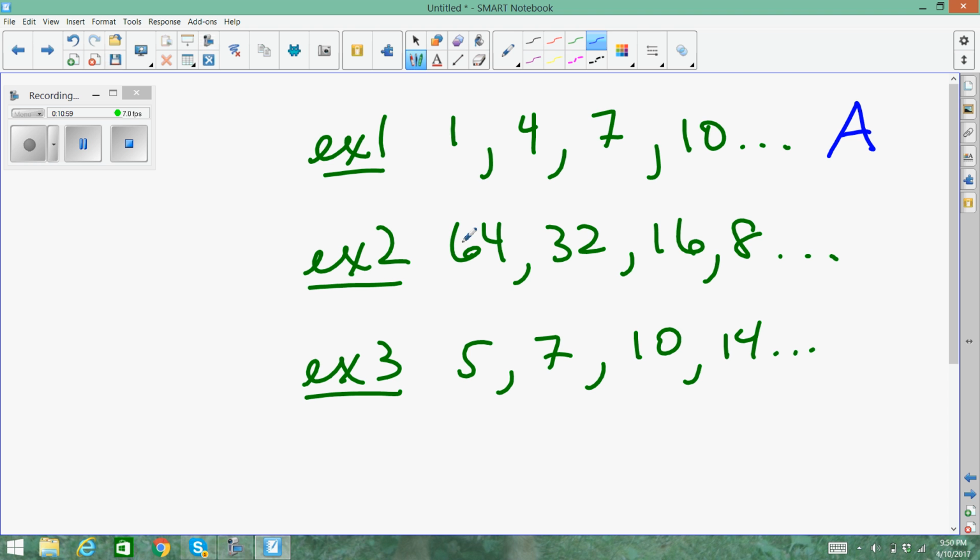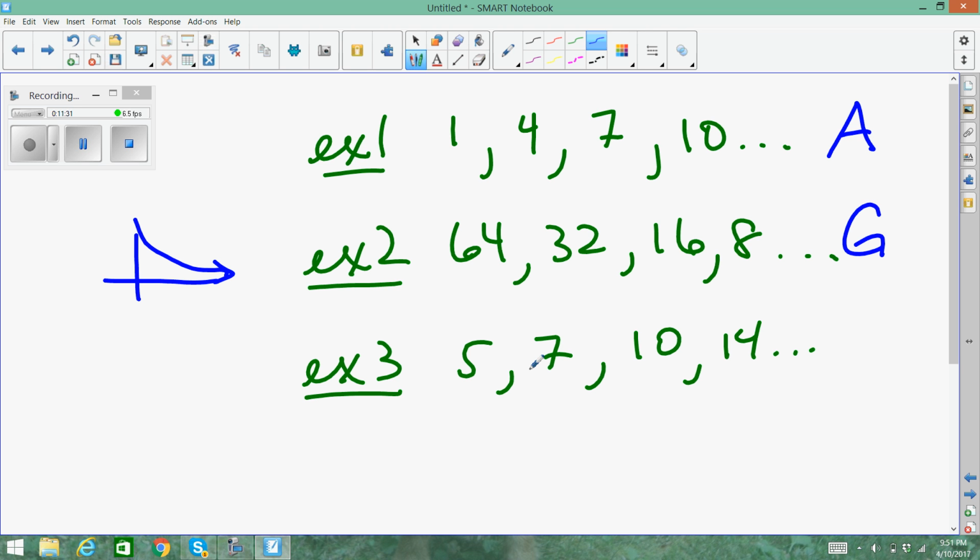The second one, let's see, 64 to 32. Well, we could subtract 32, but here we'd be subtracting 16, and here we'd be subtracting 8. I don't think that's it. Let's see if it's geometric. So 64 divided by 32 is 2, and 32 divided by 16 is 2, and 16 divided by 8 is 2. Okay, so guess what? That, my friend, is geometric. Just to go back to that whole graph thing, this would be like an exponential decay, right? Like that. Just to throw that in there.